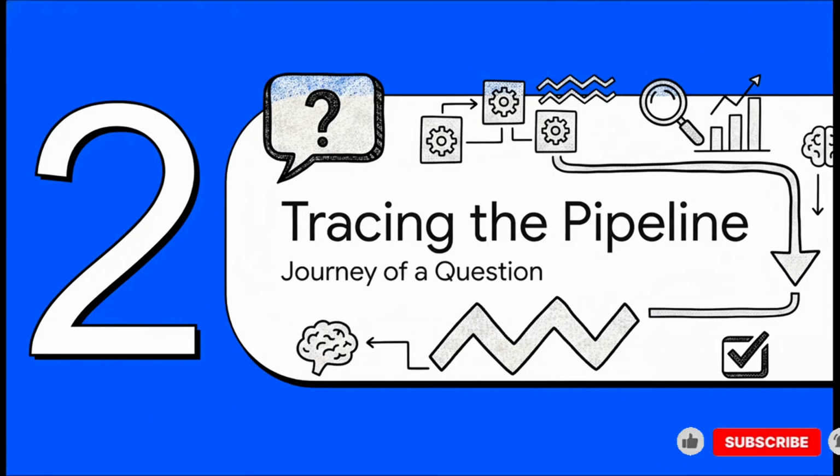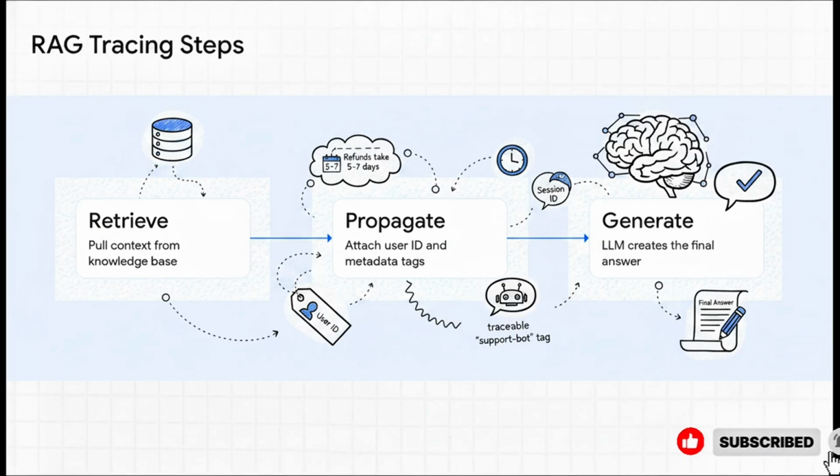That brings us nicely to part two, tracing the LLM pipeline, where we'll be following the journey of a single question. Let's look at how the @observe decorator wraps our functions to capture their behavior. It's so simple. By just adding this decorator to our Python functions, Langfuse automatically creates a traceable generation observation. And this perfectly illustrates our manual RAG pipeline in action.